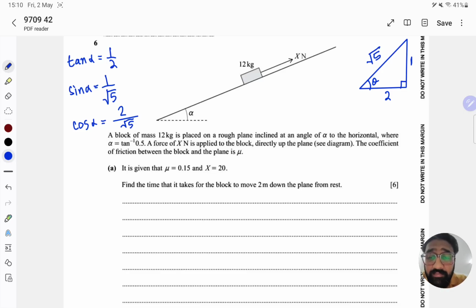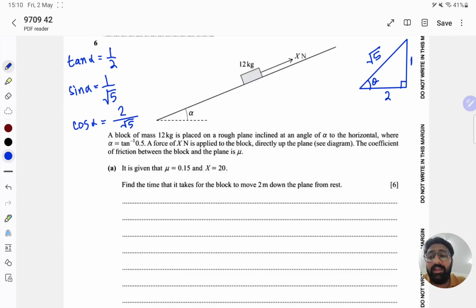Now he says that a force of X Newton is applied to the block directly up the plane. The coefficient of friction between the block and the plane is mu. It is given that mu is 0.15 and X is 20 Newton. Find the time that it takes for the block to move 2 meters down the plane from rest.